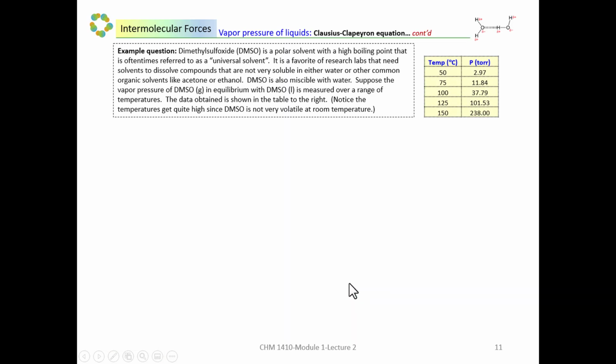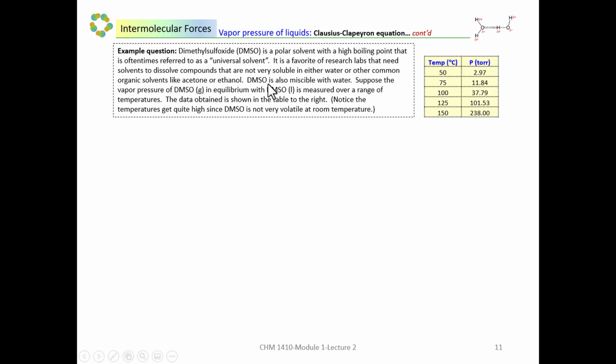Let's look at an example of a different liquid than acetone or water. Dimethylsulfoxide, which is known as DMSO in research labs, is a polar solvent with a high boiling point that is oftentimes referred to as a universal solvent. It's a favorite in research labs that need solvents to dissolve compounds that don't go very well into either water or other common organic solvents like acetone or ethanol.